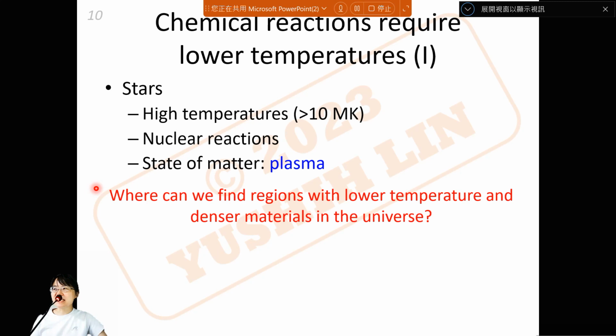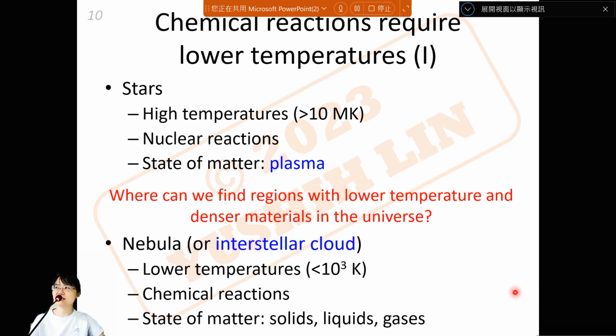Apparently, we need some place which is not so hot and denser for us to exist, right? Where can we find regions with lower temperature and denser materials in the universe? The answer is nebula. We also call it interstellar cloud.